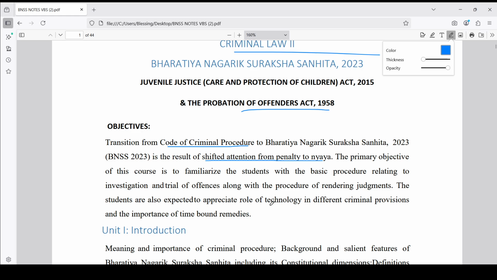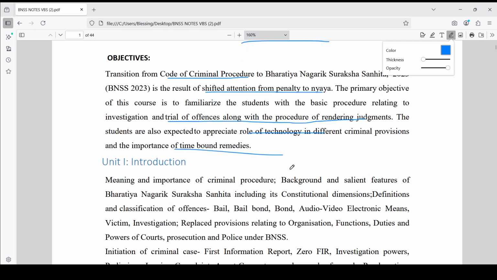The primary object of this course is to familiarize students with the basic procedure related to investigation, trial and offences, along with the procedure of rendering judgment. Students are also expected to appreciate the role of technology in different criminal provisions and the importance of time-bound remedies.